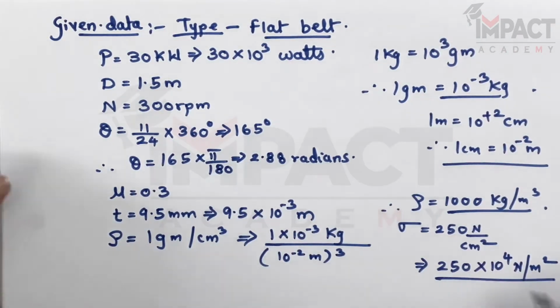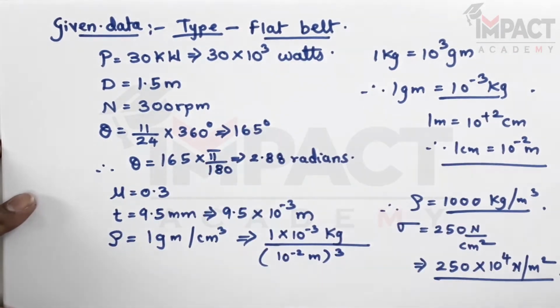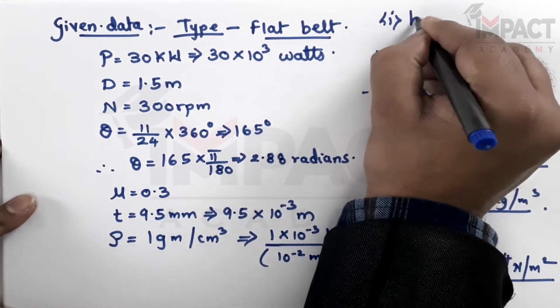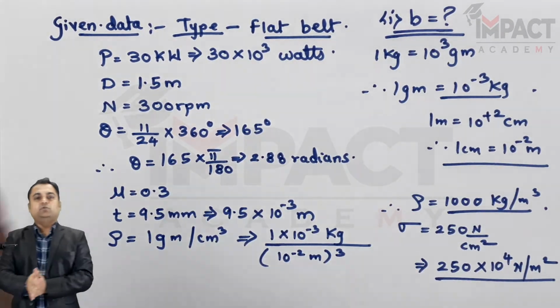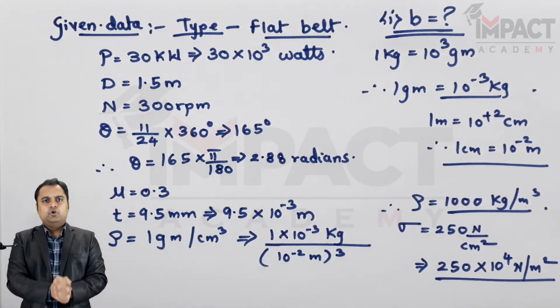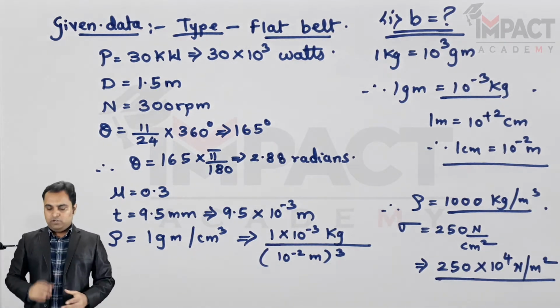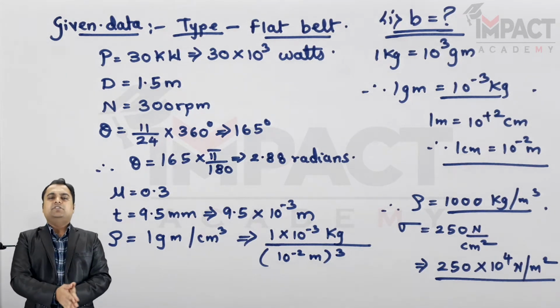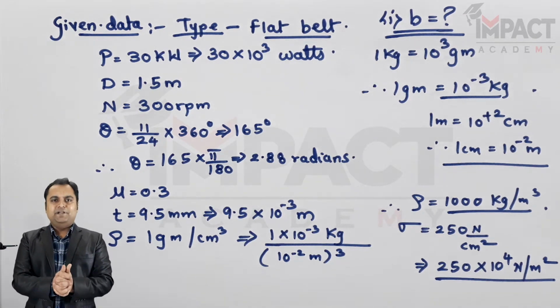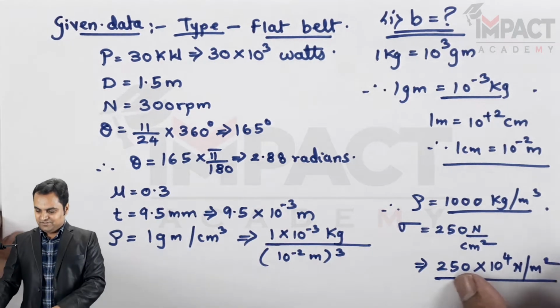It is given in the problem. So the question is to find the width of the belt denoted by b, and here it is mentioned that we have to take the centrifugal tension into account, so we have to consider it. Now as power is given in the problem, let us get started with the solution by using the formula of power transmitted by belt. So let's get started.